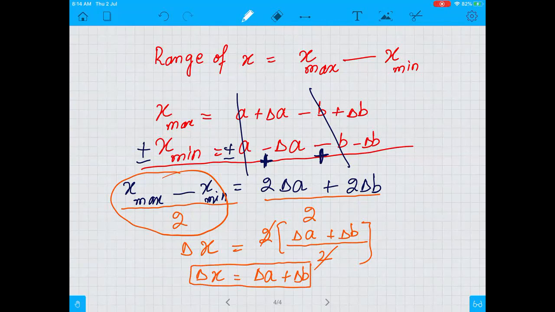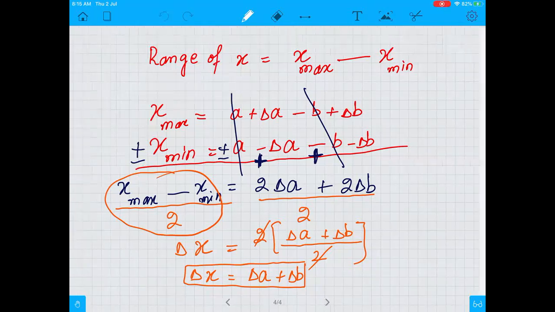This was the derivation of the formula for subtraction. So if the values are added or if they are subtracted, the uncertainties are still added. That is the rule. And the definition of uncertainty is you have to find the range of the data for a measurement, and then if you divide the range of data by 2, then you will get the uncertainty.